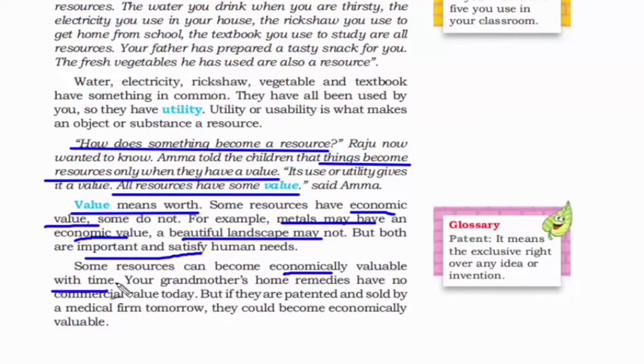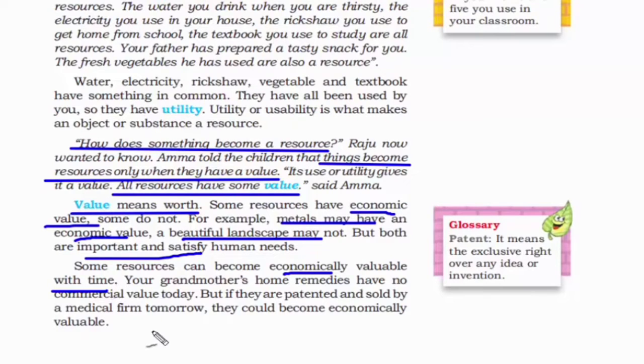What does it mean? I'll give you a very simple example. I am teaching you this chapter through the internet, through this free video platform on YouTube. But if I go to a school and apply for a position as a teacher, then I would get to teach some kids, and in return I would get paid. Right now I'm not getting paid, but if I do the same thing in school, I'll get paid a salary. Therefore, some resources can become economically valuable with time.